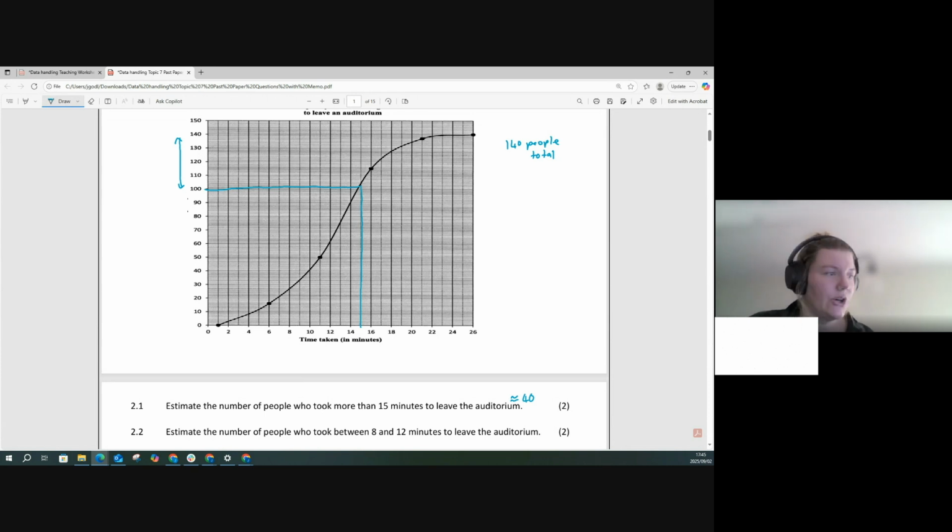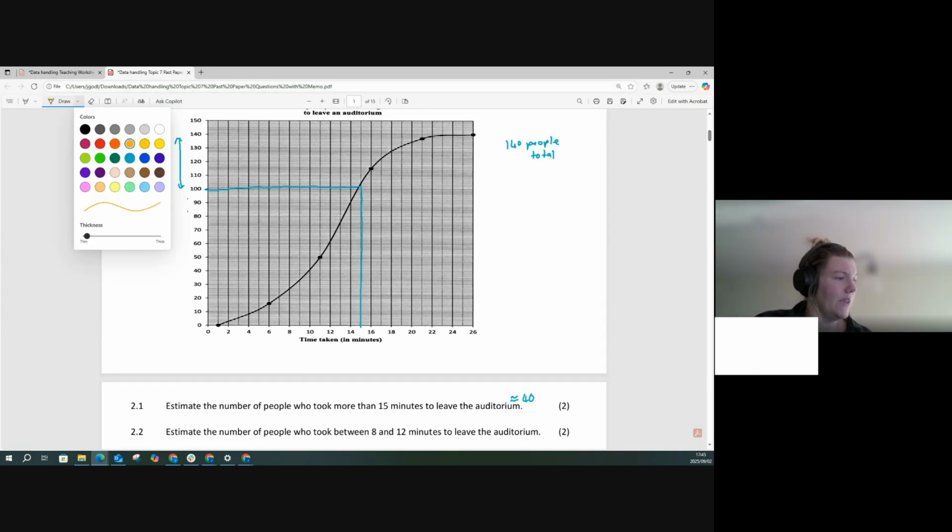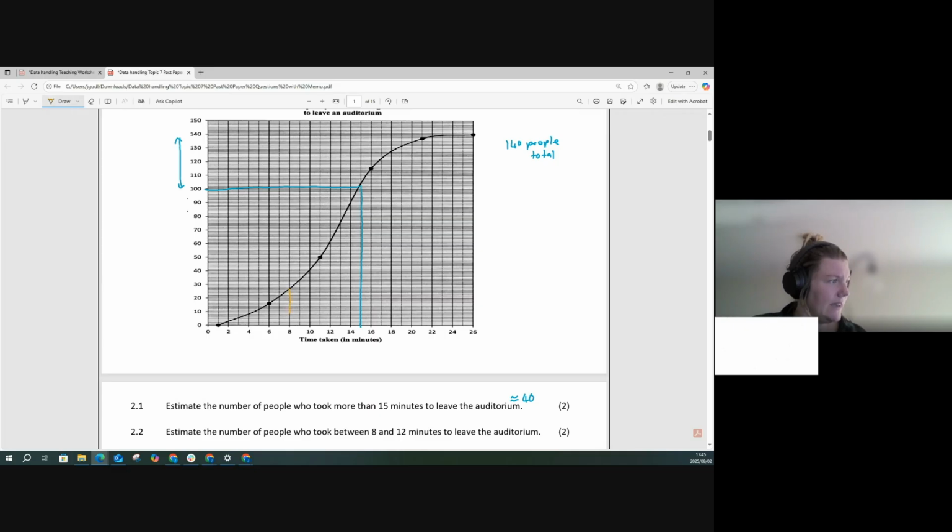Let's have a look. So now we're trying to find where 8 minutes is. So that's here. And then where 12 minutes is, that's here. So we're trying to look at what is this difference. So we're going from like there to about there. So we're looking at this. So I'd say like 35-ish. I'd go about 35, somewhere around there. Yeah, that's okay. As long as you understand the concept of it, that's more what matters to me.